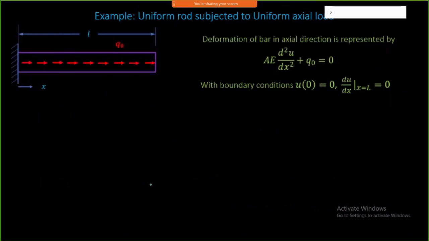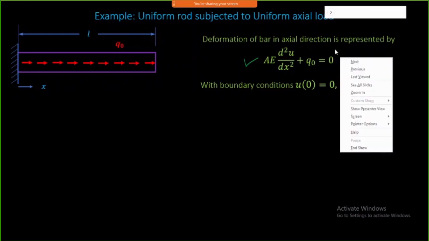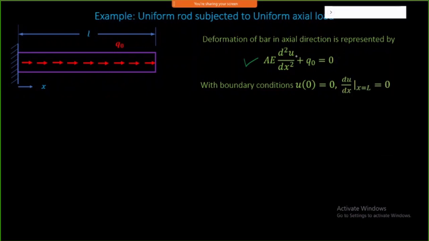This is a uniform bar having a length L and applied with a uniform axial load. This is typically a self-weight kind of problem. So this can be represented with this differential equation: AE d2u by dx square plus q0 equal to 0. This is the behavior representation. What that behavior tells is how this u is varying with respect to x. That is what is represented by this differential equation.